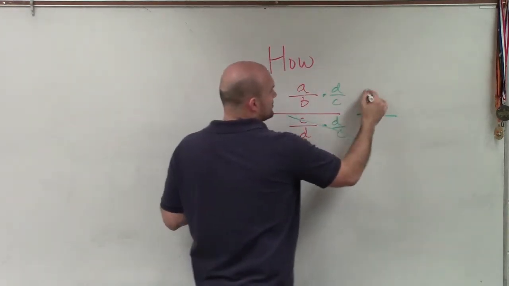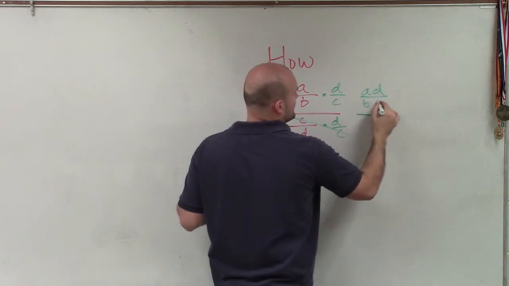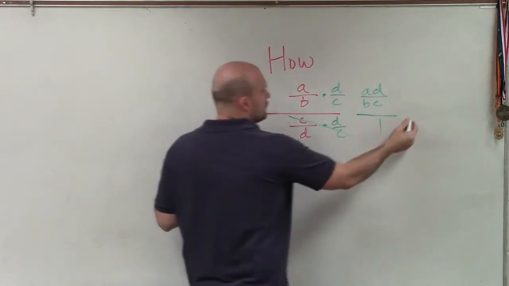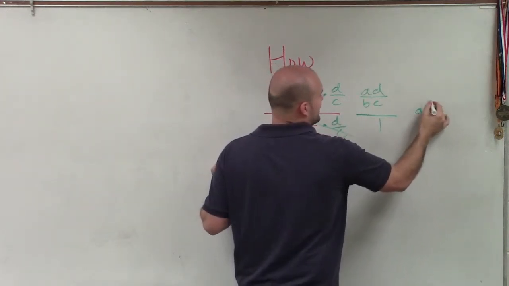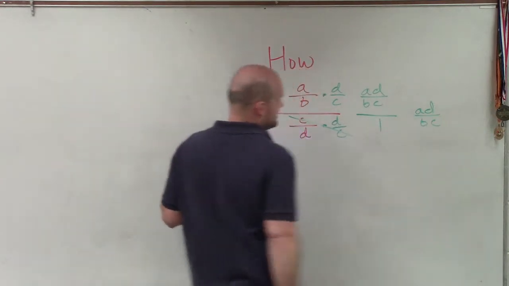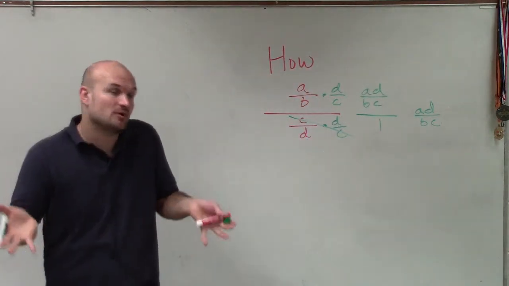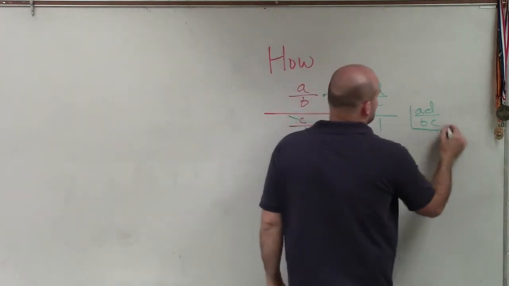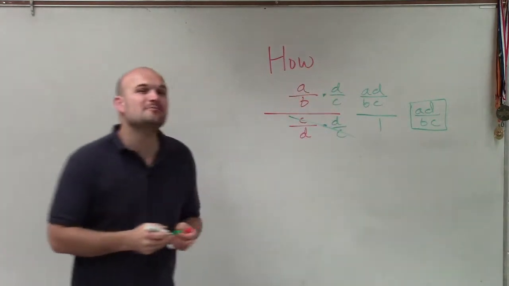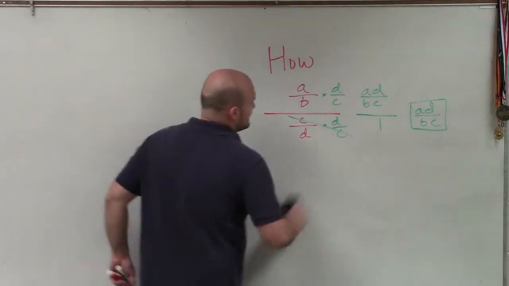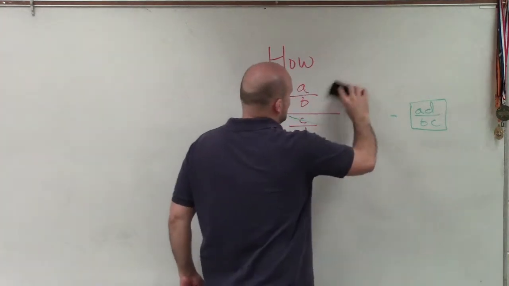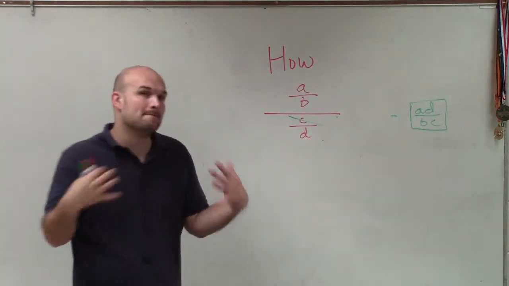And then here I can just multiply this over, so it's AD over BC over 1. Well, anything over 1 is just going to produce a final answer of AD over BC. So that is example number 1. I'm just going to save that answer so we can see example number 2. And in example number 2, rather than just looking at the fraction in the denominator, I'm going to look at both fractions.